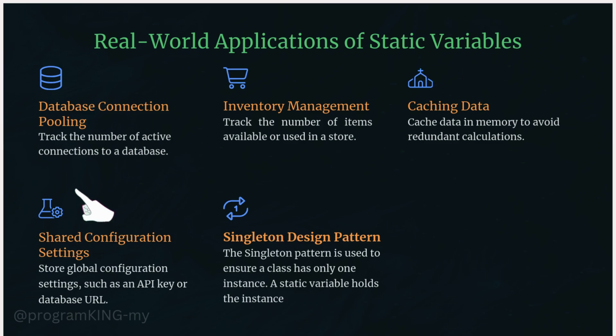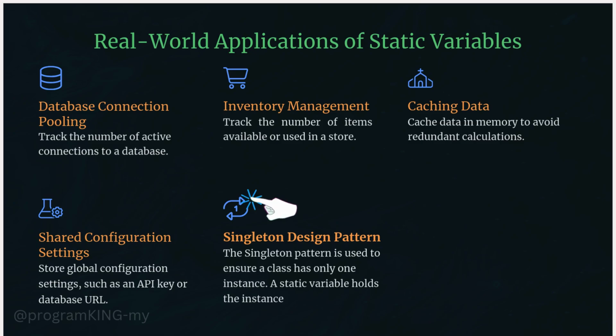Shared configuration settings. In applications that need global configuration settings, static variables are often used to store these values. Think of API keys, database URLs, or server configurations. These are constants that remain the same throughout the application, and by storing them in static variables, you can easily access and modify them without passing them through every object.